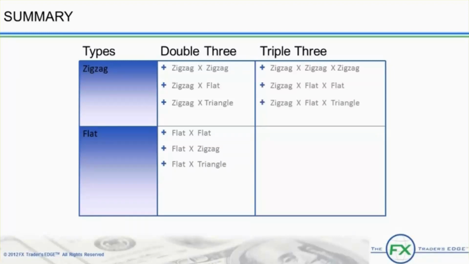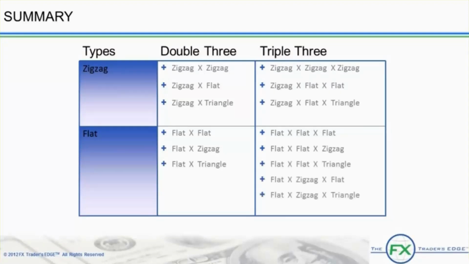Possible flat triple three combinations are flat, flat, flat; flat, flat, zigzag; flat, flat, triangle; flat, zigzag, flat; and flat, zigzag, triangle. This is a good chart to keep in front of you when you are looking at corrective patterns. If a corrective pattern seems to go on and on, it is because of these combinations.